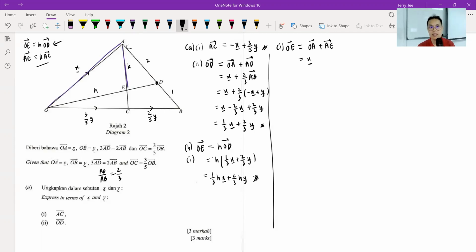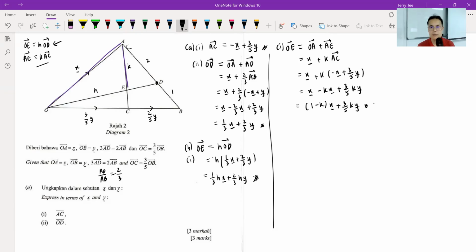OA is X, AE is KAC. And I've got AC from the first part. My AC from A Roman 1 is minus X plus 3 over 5Y. So let's multiply this inside: X minus KX plus 3 over 5 KY. Just factorize this: 1 minus K, X plus 3 over 5 KY. So there you go, I got my vector OE.